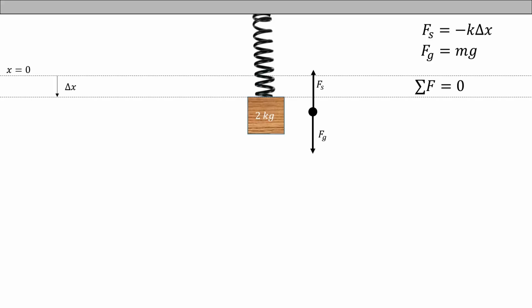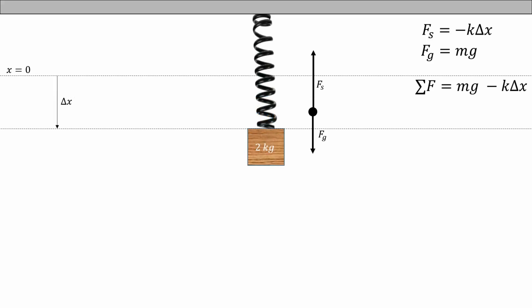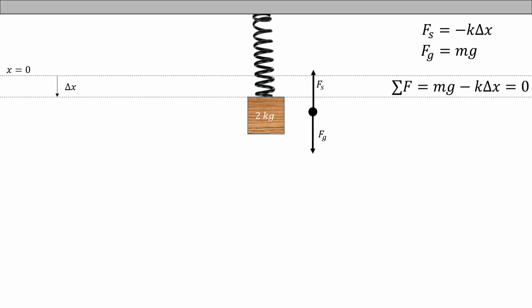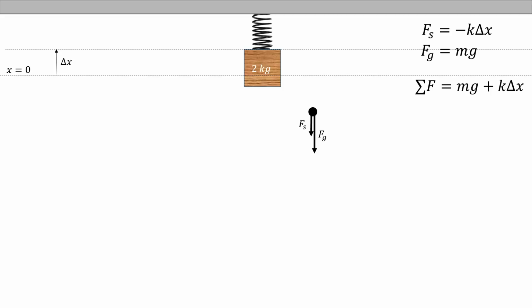If the block is pulled a little further down, the spring force will grow larger than the force of gravity, resulting in a net force upward, back toward the equilibrium point. And if the block is pressed upward against the spring, the force of gravity and the force from the spring will both act downward, resulting in a net force downward, again back toward the equilibrium point.